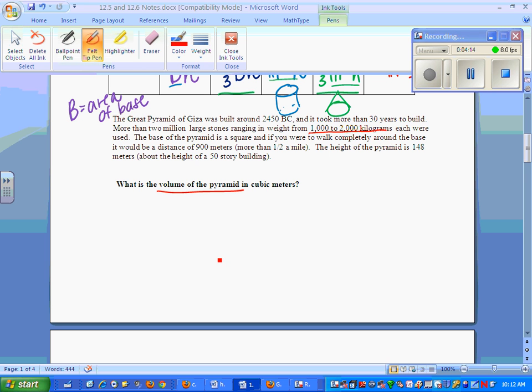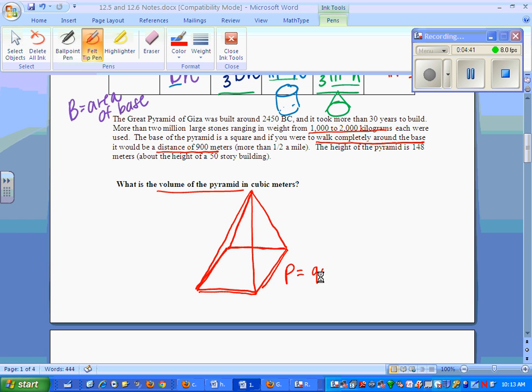The base of the pyramid is a square. So try to draw kind of like a rhombus. We're going to say it's a square, but it's a 3D shape. And connect all the vertices together. If you were to walk completely around the base, it would be a distance of 900 meters. What that means is the perimeter is going to be 900 meters. The height of the pyramid is 148 meters.